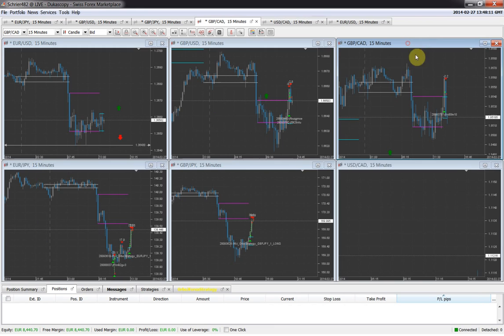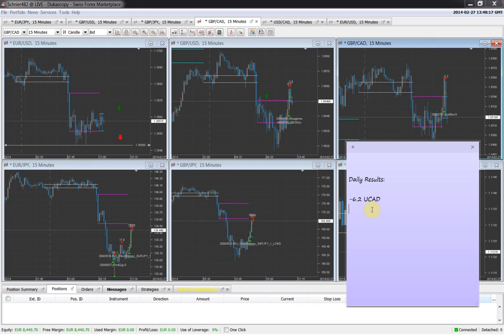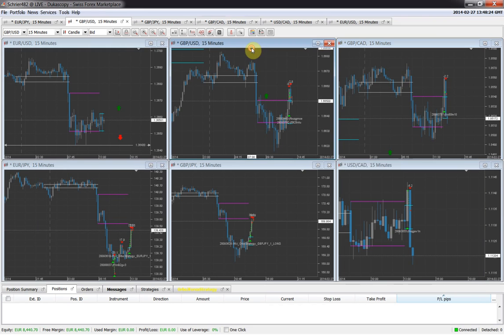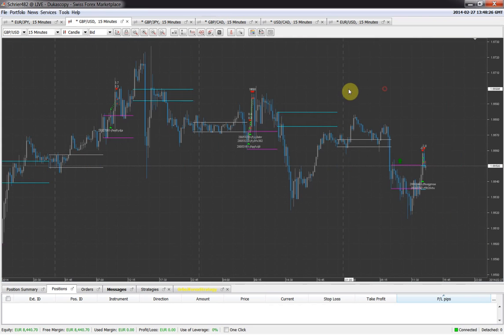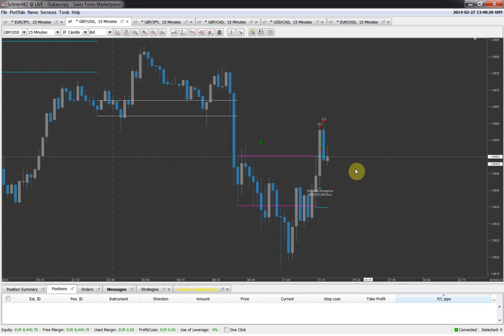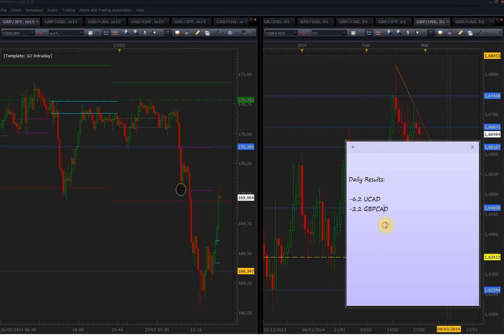Okay. Pound CAD, we lose 2.2. Pound dollar. Okay, this is 2 entries. 2.8. We lose 3 pips. That's the average. You need to average.